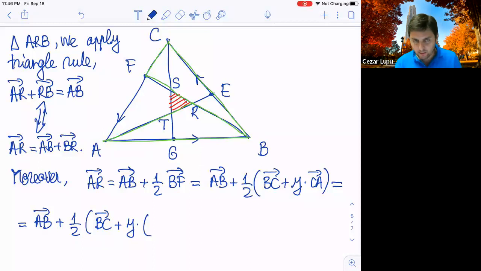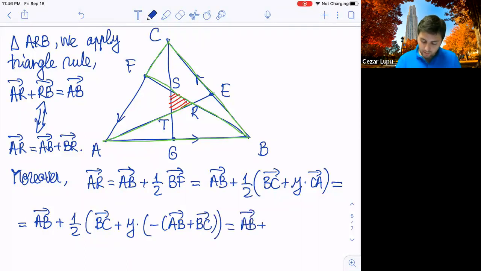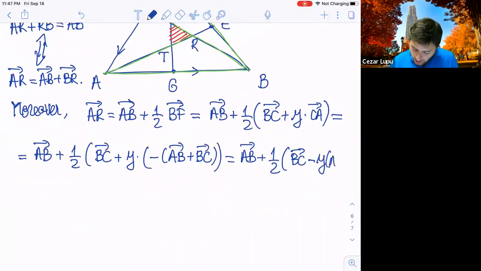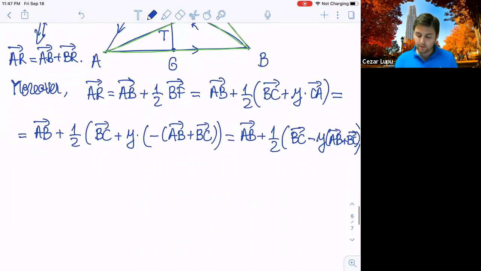Okay, let me write like this, and let me do it step by step. So CA vector is minus AB vector plus BC vector. If you want, this would be AB vector plus 1/2 BC vector minus Y times AB vector plus BC vector. Okay, this looks nice. Great.